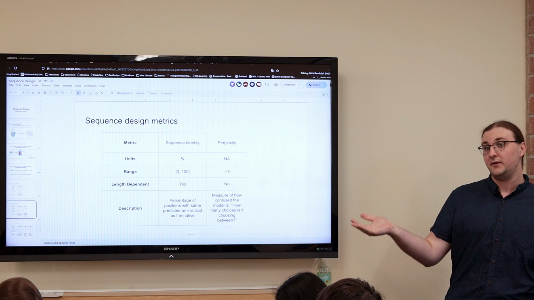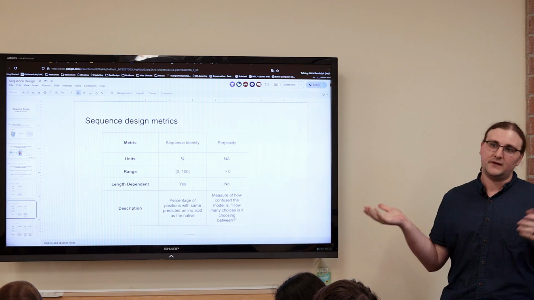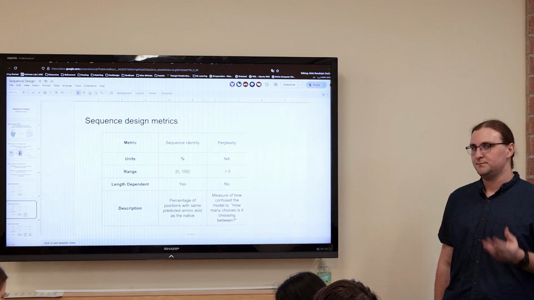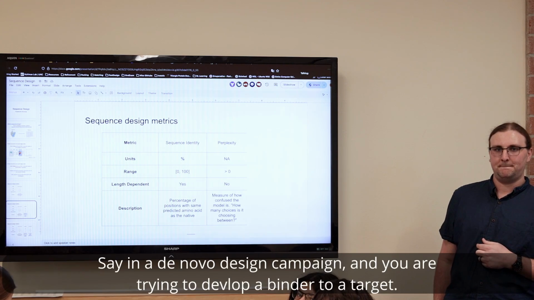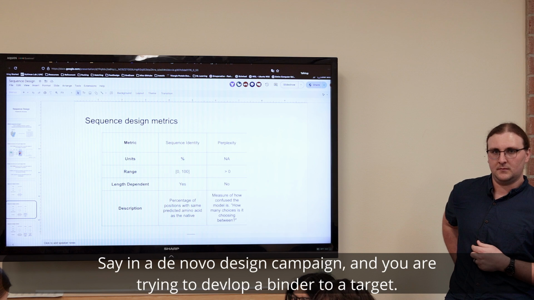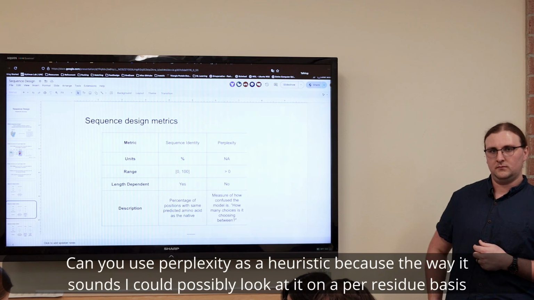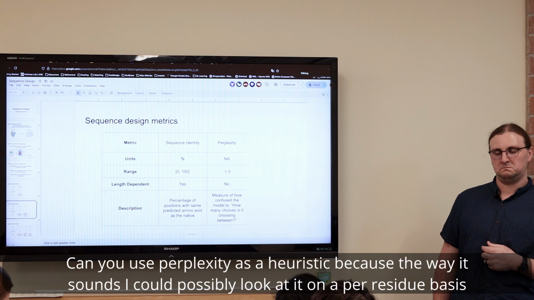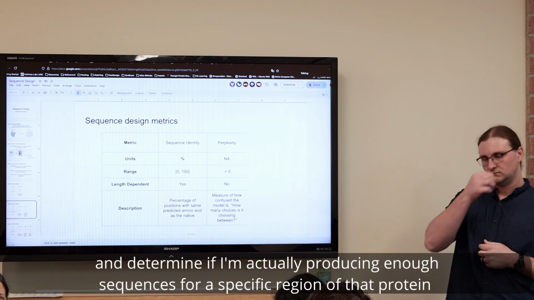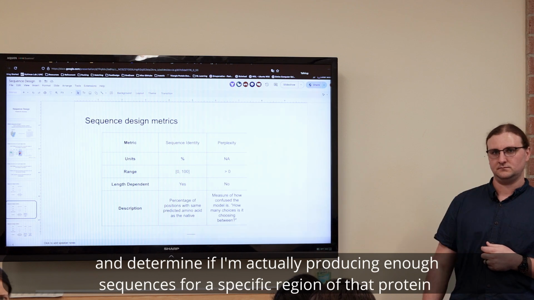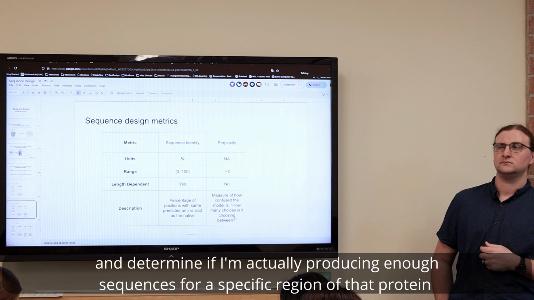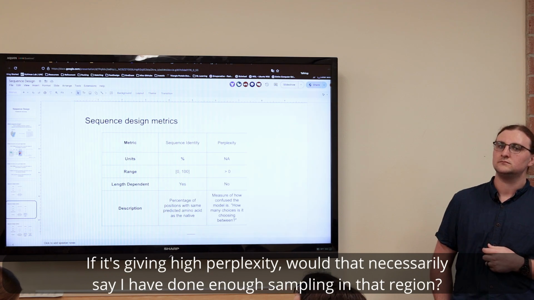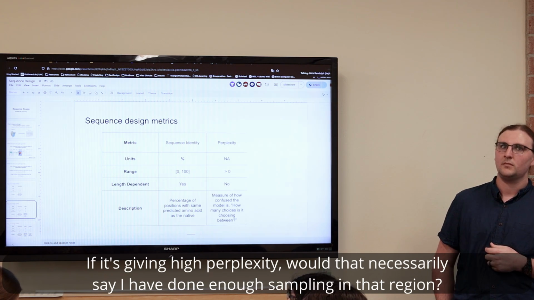I don't know what that number should be, and I would argue that it's up for debate and may be backbone dependent and family dependent. So, say in a de novo design campaign, you're trying to develop a binder to a target. Can you use perplexity as a heuristic? Because the way it sounds, I could possibly look at it on a per residue basis and determine if I'm actually producing enough sequences for a specific region of that protein. If it's giving high perplexity, would that necessarily say that I've done enough sampling in that region?